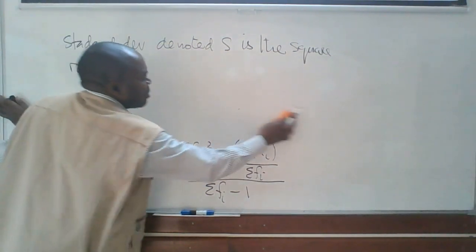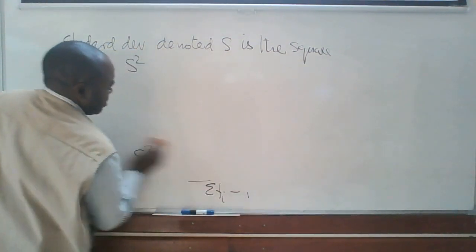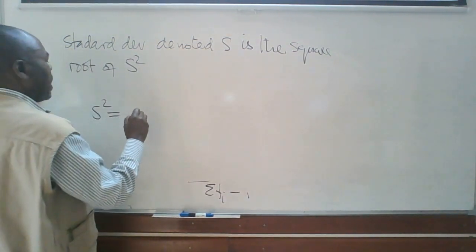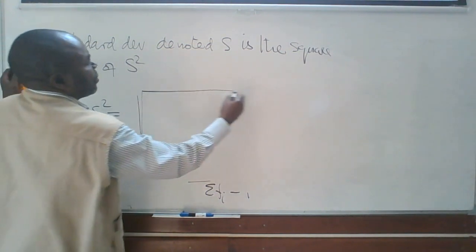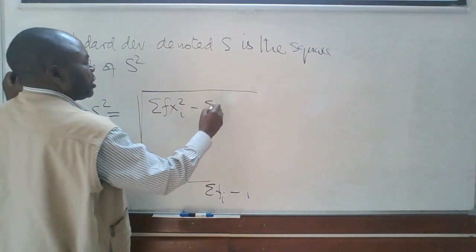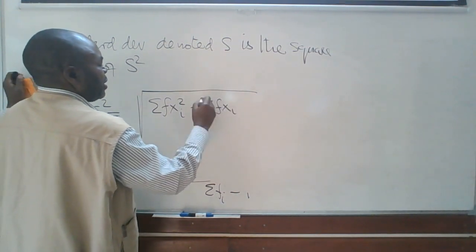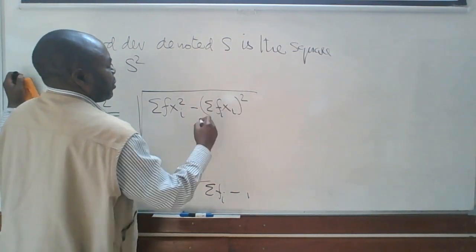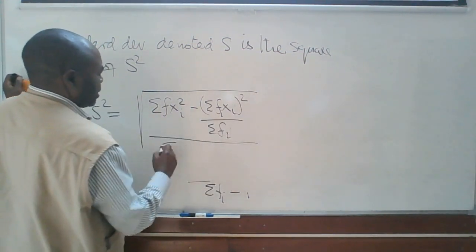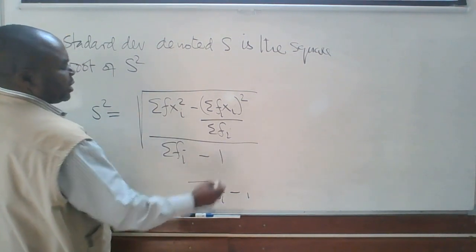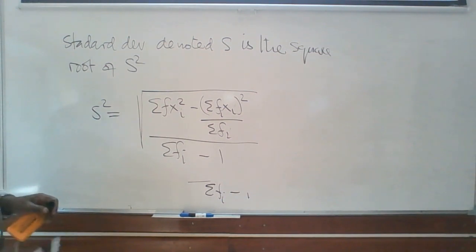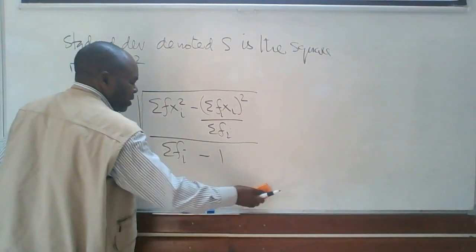Therefore, standard deviation is equal to the square root of summation of f xi squared minus summation f xi, squared over summation fi, the whole thing divided by summation fi minus 1. Okay? So this is the standard deviation.